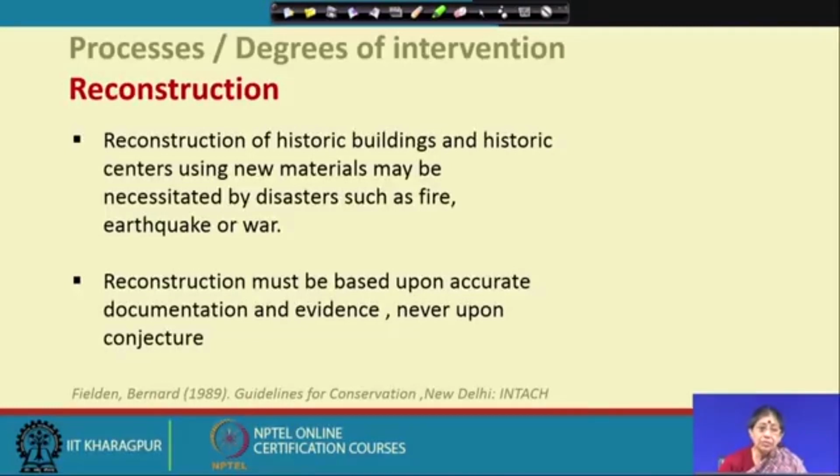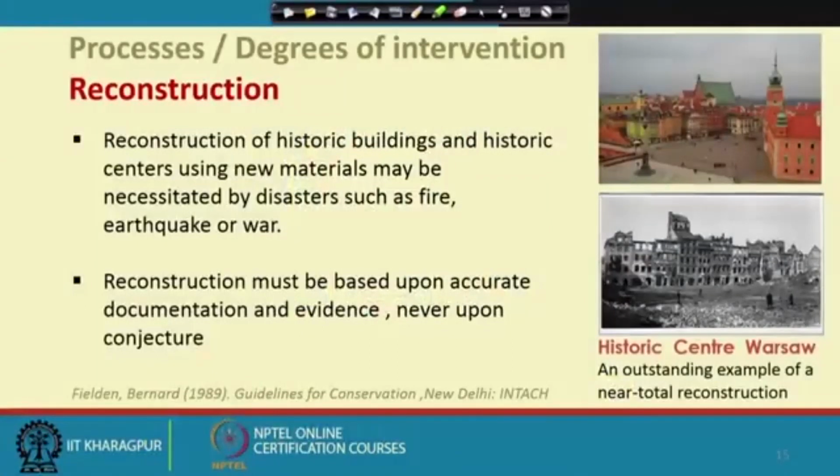Now, we have seen cases where reconstruction is being done, or they are kept as they are. So, they are different approaches. Who decides, how is the decision taken? There are various criteria for doing that. But when reconstruction is done, it has to be done on the actual archival documentation.